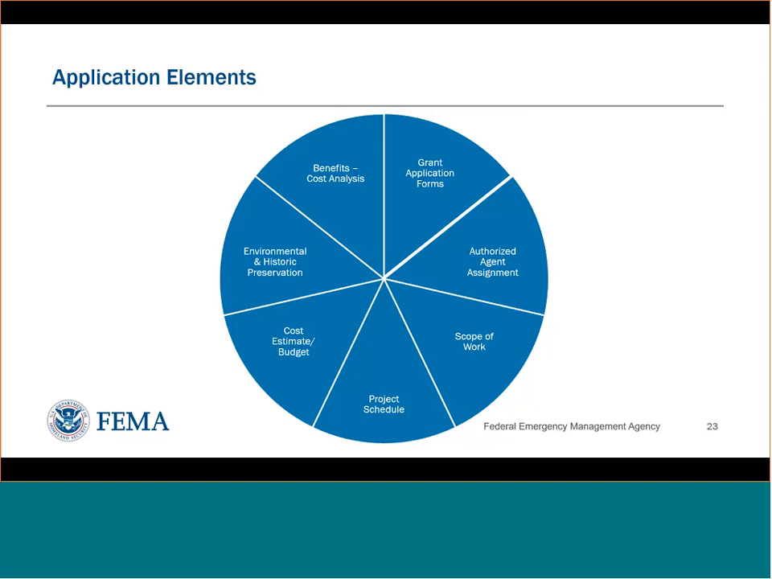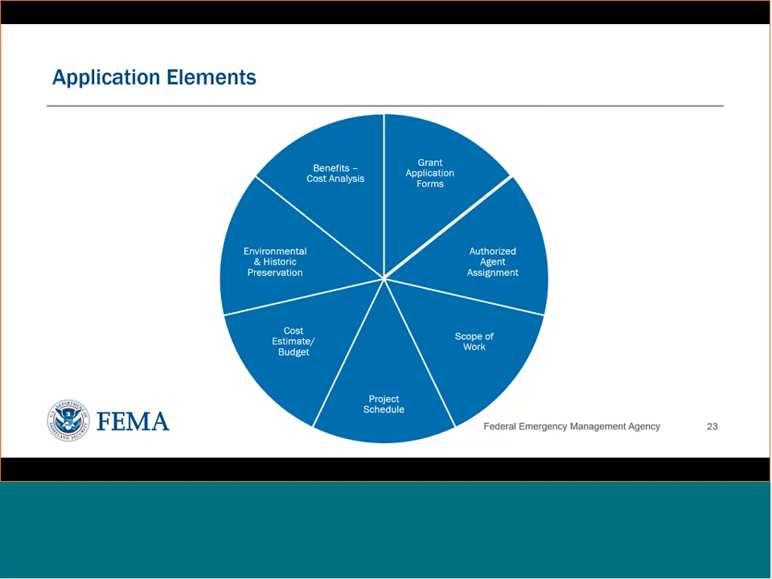Scope of work, this is where you describe what it is you want to do, where it's going to go, who it's going to impact, and so forth. We're going to talk about this in a little more detail in just a minute. Project schedule. How long is the project going to take to implement from start to finish? We have some timelines that you need to be aware of, and we'll cover that in just a moment.